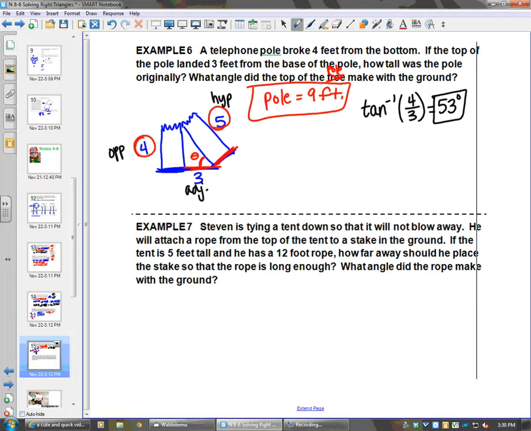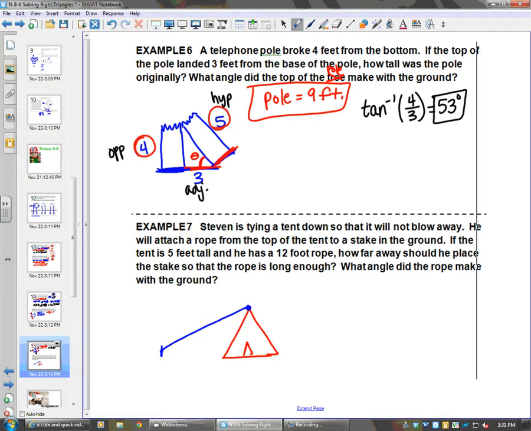All right, so last example, number 7. It says Stephen is tying a tent down so that it will not blow away. He will attach a rope to the top of the tent. Okay, so here's my tent. He's attaching a rope to the top of the tent, and he's bringing it out here and he's staking it down. Okay.